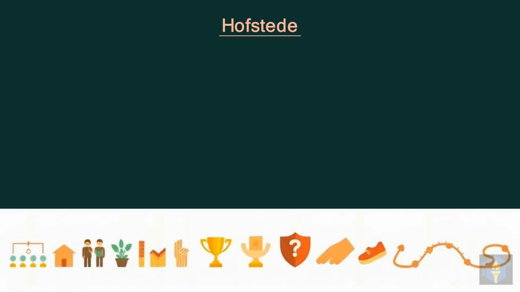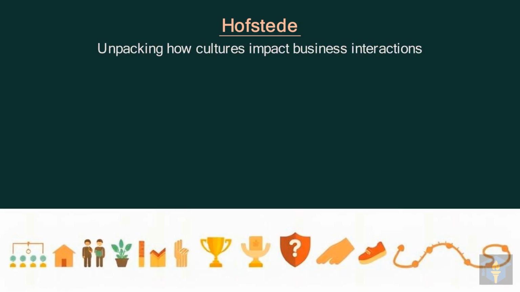which helps us understand how different cultures influence business interactions worldwide. We'll be unpacking how various cultural backgrounds impact the way people communicate and work together in business settings. Our first dimension is power distance, which examines how societies handle hierarchy and authority in organizations.